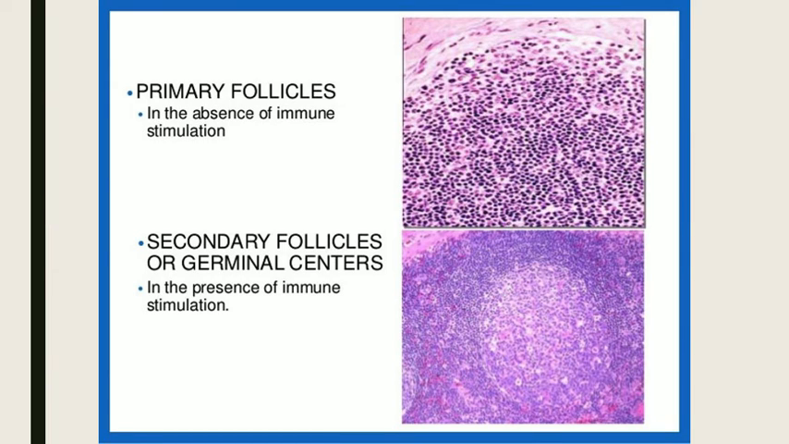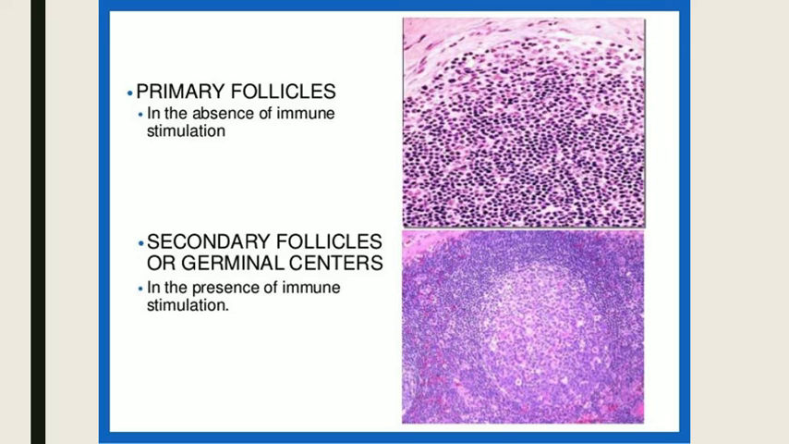The follicles of the cortex or the cortical follicles are of two types, the primary follicles and the secondary follicles. What are the differences between the primary and the secondary follicles? First, the primary is the follicle which is not exposed to an immune stimulation. If this primary follicle is exposed to immune stimulation, it will turn into a secondary follicle.